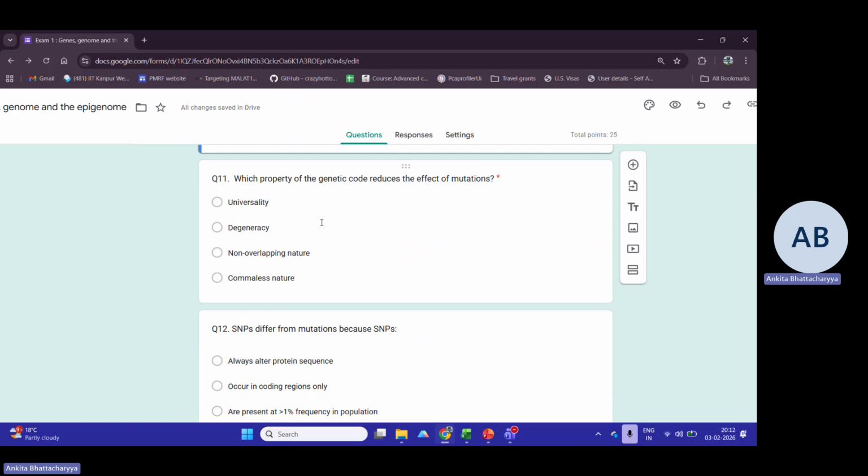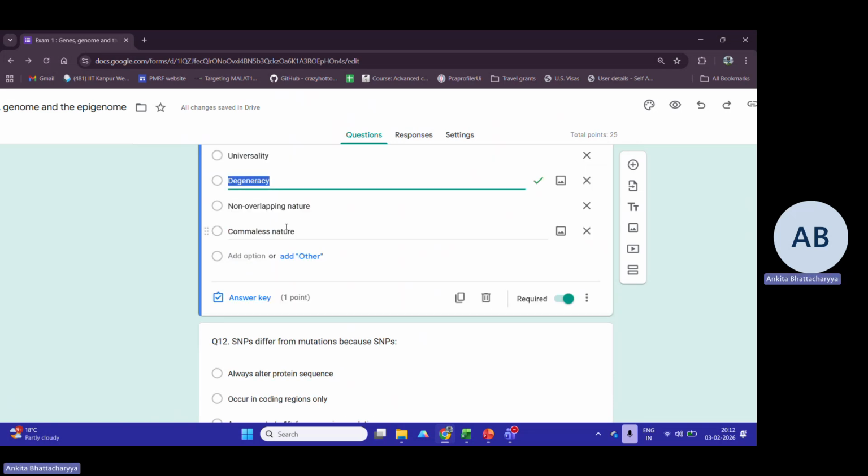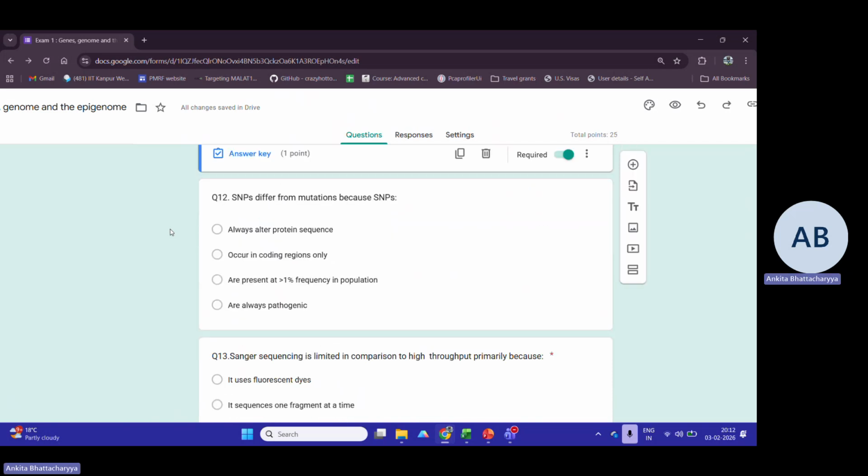So the degeneracy helps in this purpose, and there's something else also which helps, which is called wobble base pairing, but that's not under the purview of what we are discussing here. But that is another addition as well.